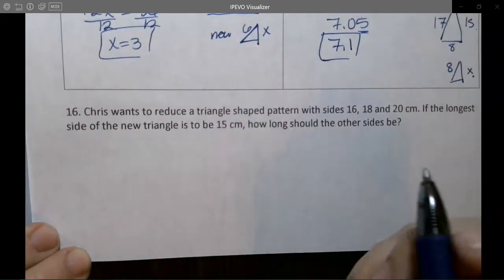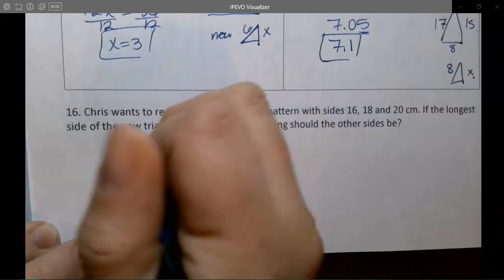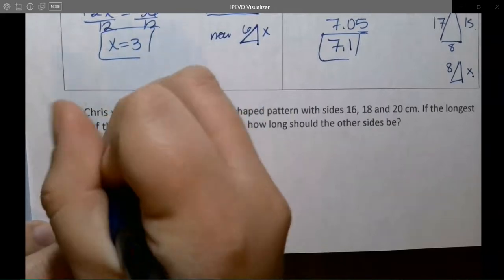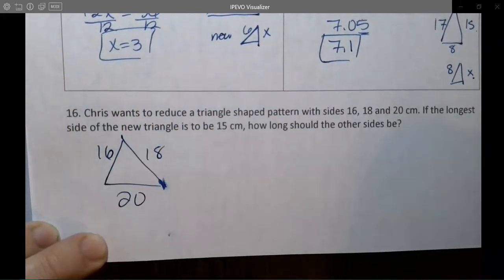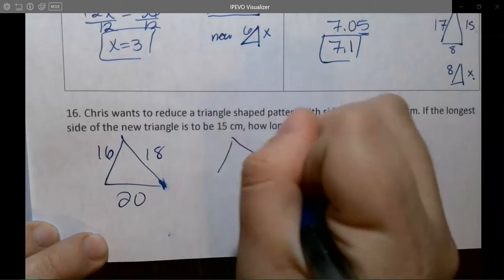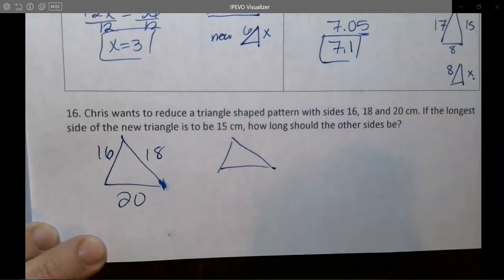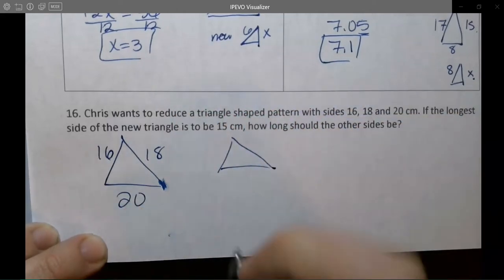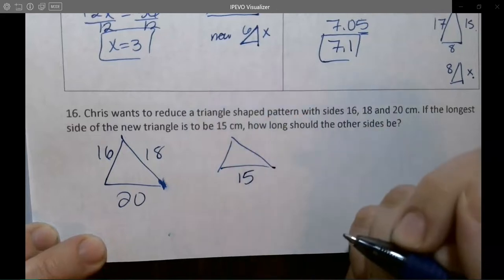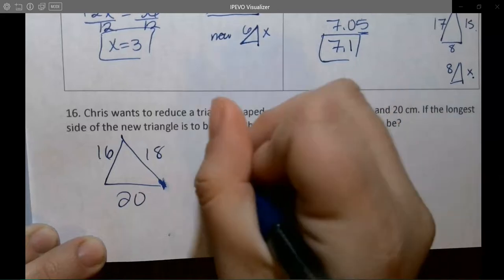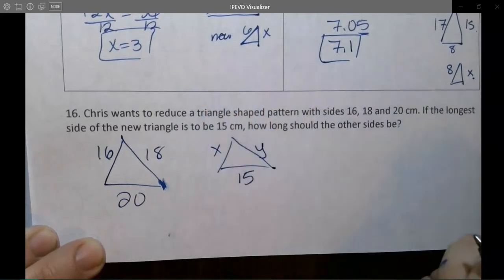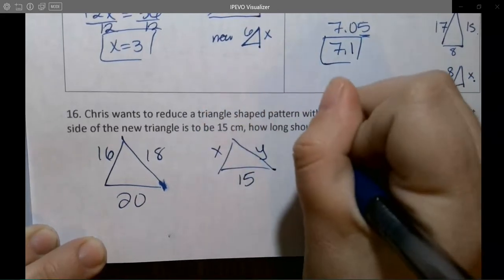So number 16 says Chris wants to reduce a triangle-shaped pattern with sides 16, 18, and 20. It says if the longest side of the new triangle is 15, so the longest side over here was on the bottom, I want to match up over here. I'm going to have 15 right here. And then it wants to know how big the other sides are going to be, so I have x and y over here.